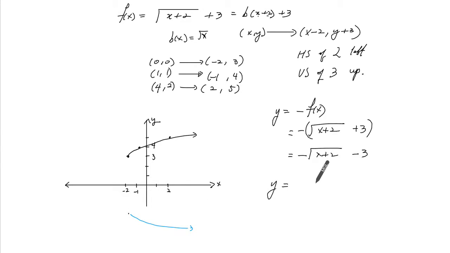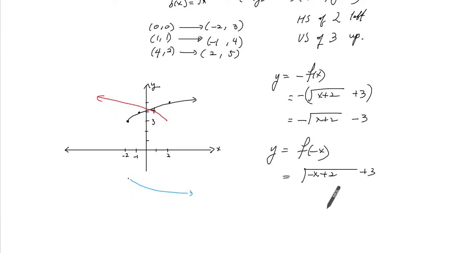What if we put y equals f of negative x? Well, that should be this graph here reflected on the y-axis. So it will look like this. Okay, so let's show that. It's root of x replaced with negative x. Okay, so root of, factor out the negative, you get x minus 2 plus 3.